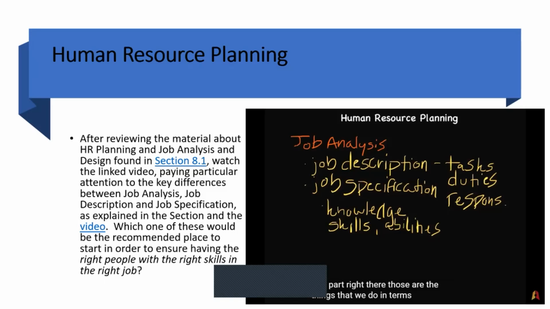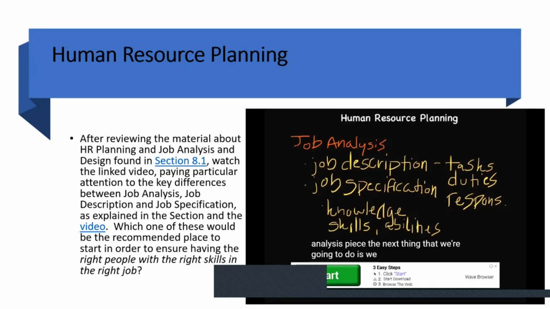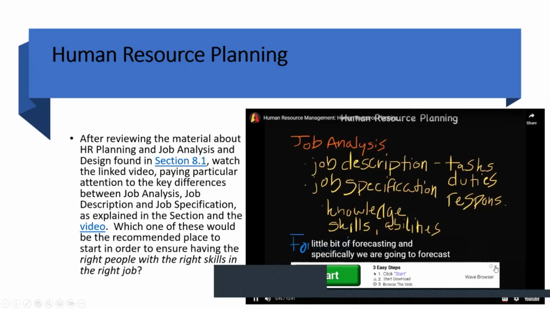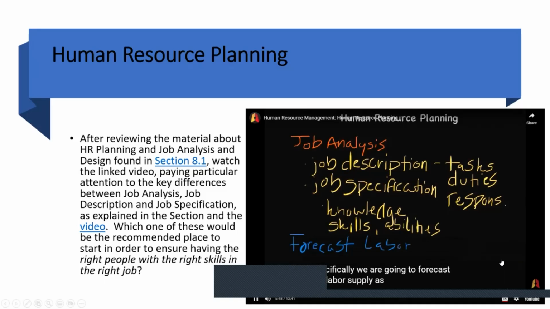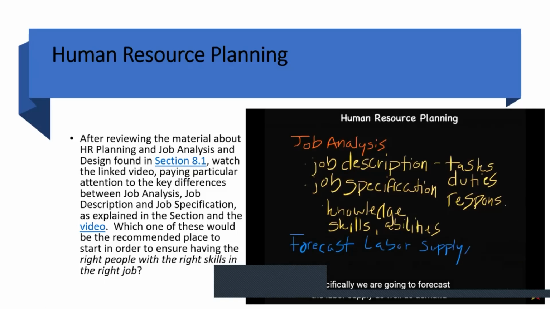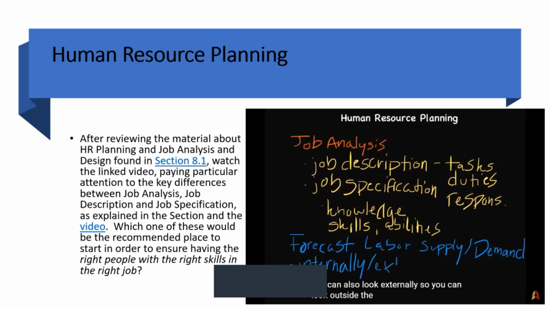Those are the things that we do in terms of getting together and determining the job analysis piece. The next thing that we're going to do is we need to actually do a little bit of forecasting. And specifically, we are going to forecast the labor supply as well as demand. And so what we're trying to do here is anticipate the needs for our workforce, right? That's the supply, obviously the available workers that are in your particular area. And so we're going to look in a couple different ways. You can look internally, right? That's one opportunity. You can also look externally, so you can look outside the organization.